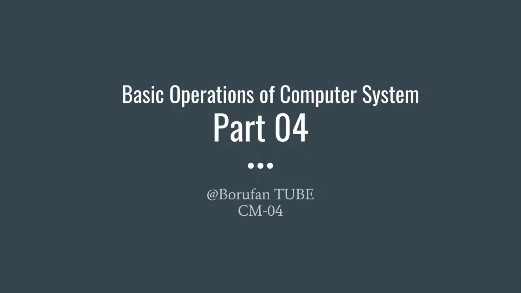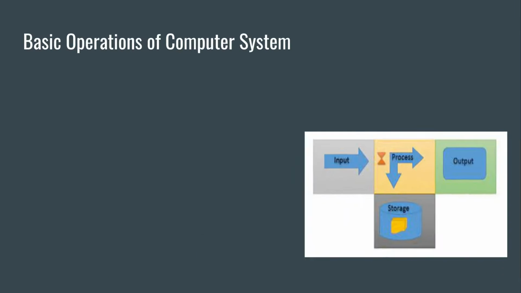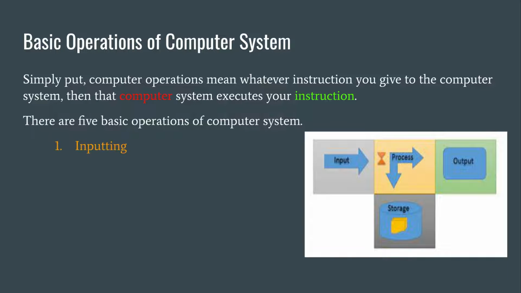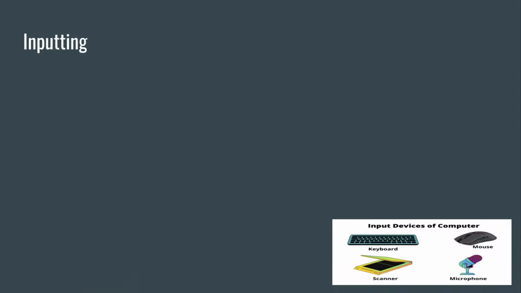Part 4, Proof and Tube. Basic operation of computer systems. Simply put, computer operation means whatever instruction you give to the computer system, the computer system executes your instruction. There are 5 basic computer operations. The first one, inputting, processing, outputting, storing, controlling.